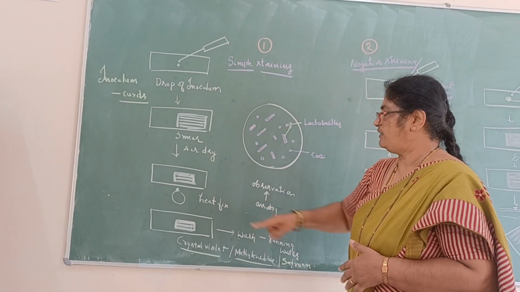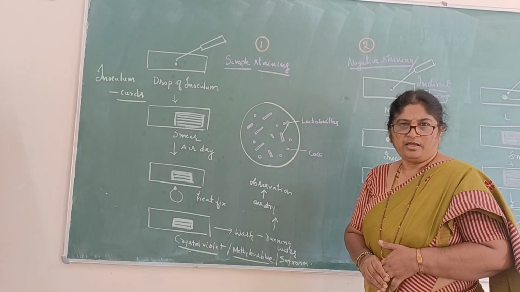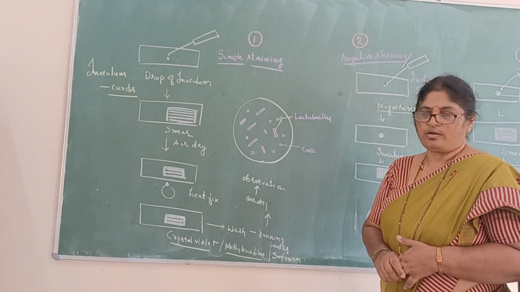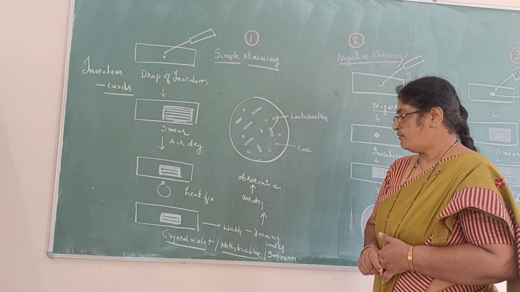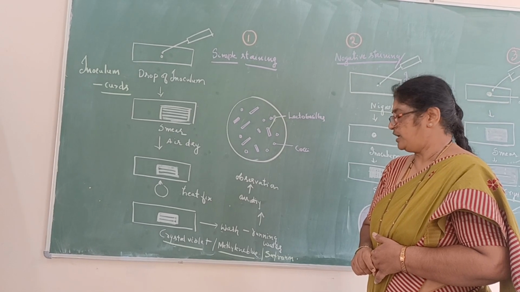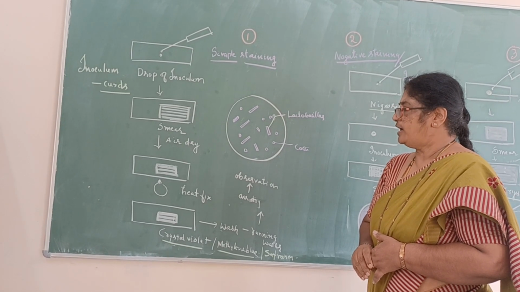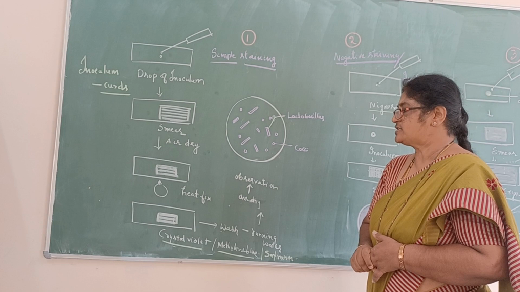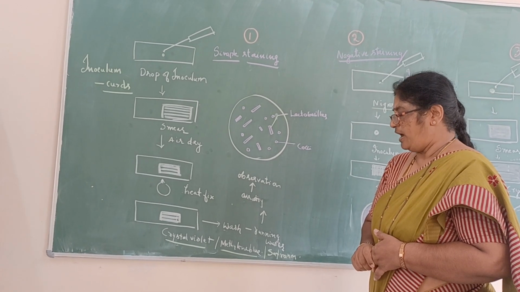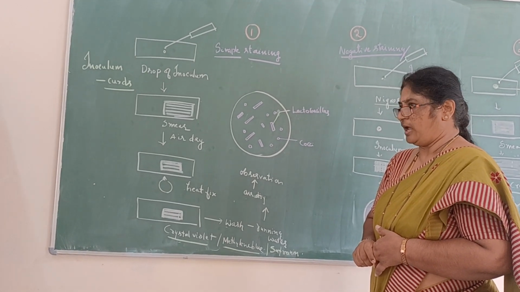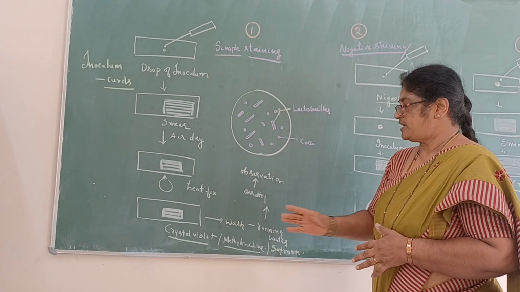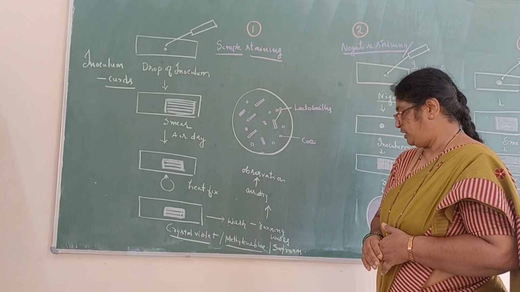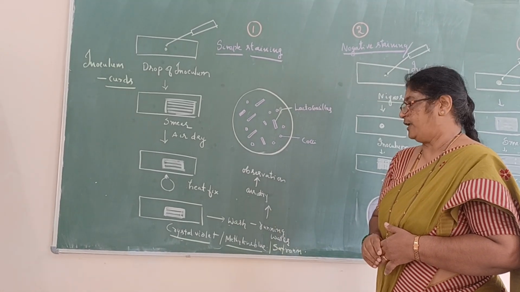Next is heat fixing. Heat fixing is done in order to fix the inoculum on the slide, so that it should not be washed off in running water. Then we have to stain with different types of stains. The stains used are crystal violet, methylene blue, or safranin.